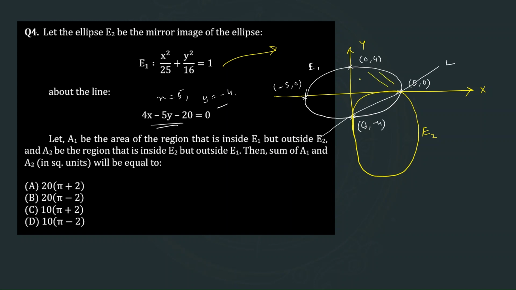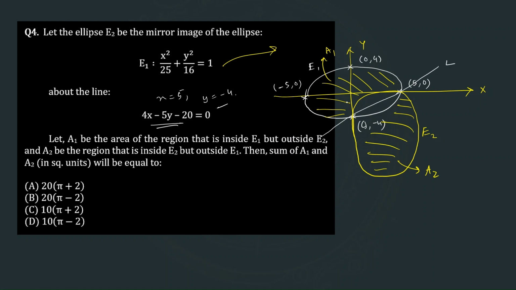So A1 is this region, and A2 is the region that is inside E2 but outside E1. So this region. This is our A2, this is our A1. Then we are asked to calculate the sum of A1 and A2. So how can we calculate these areas?